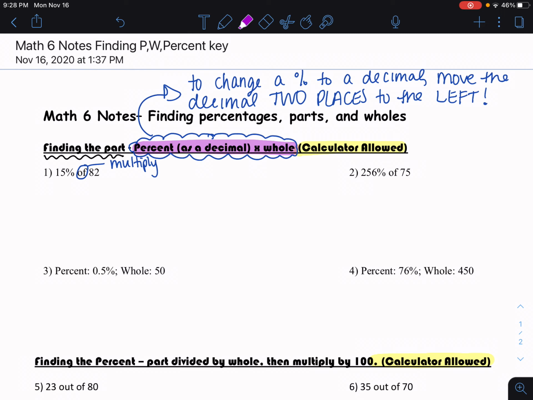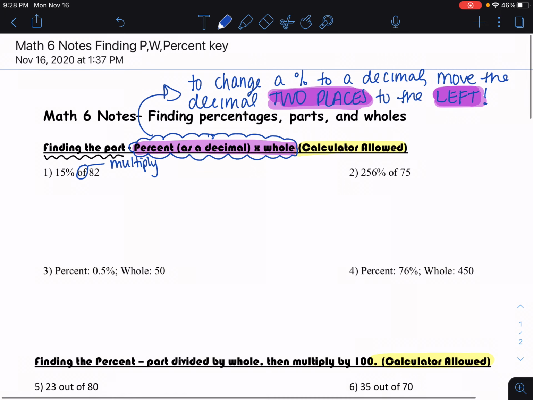This is something that we've been working on. Okay, so we want to move the decimal 2 places to the left. This is something that we've been working on for the last several days, but now it's extremely important that we are using the correct number and we are moving the decimal in the correct direction, the correct number of spaces. Because if we don't do any of those things, our part is not going to come out right. So for 15%, my decimal is going to be at the end. I'm going to move the decimal to the left 2 places. This is going to become 0.15. Of means to multiply, and I'm multiplying by the whole.